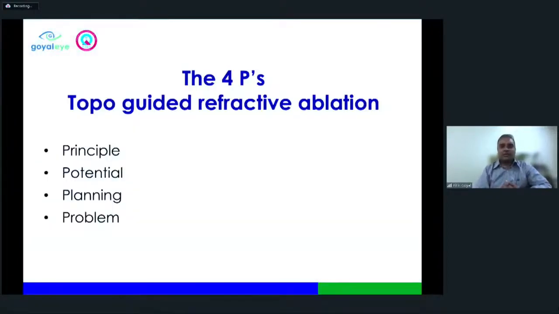The 4 P's that my presentation is going to cover are: the principle of the procedure; what is the potential of this technology; how do we do the planning; and what is the root cause, what is the main problem in this planning, and what is my solution to that problem?